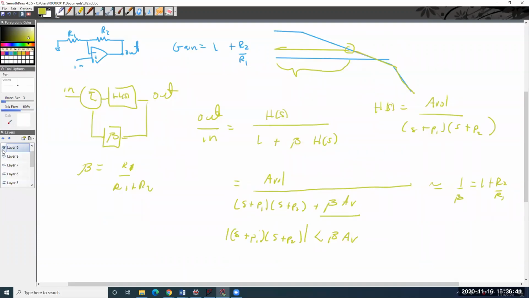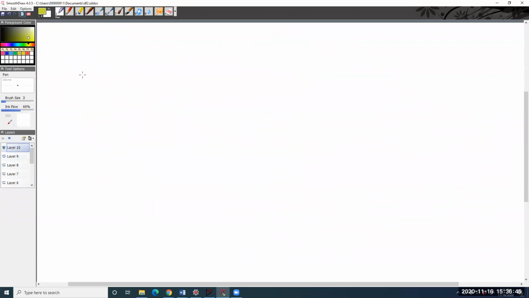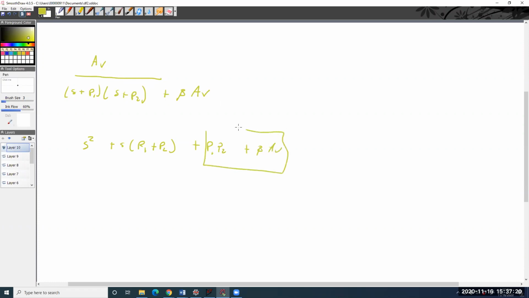Now, over, under, or critical. Well, you have to multiply everything out, right? And so I get S squared plus S times P1 plus P2 plus P1 P2. Well, this term is the C part. That's the B part, and A equaled 1.